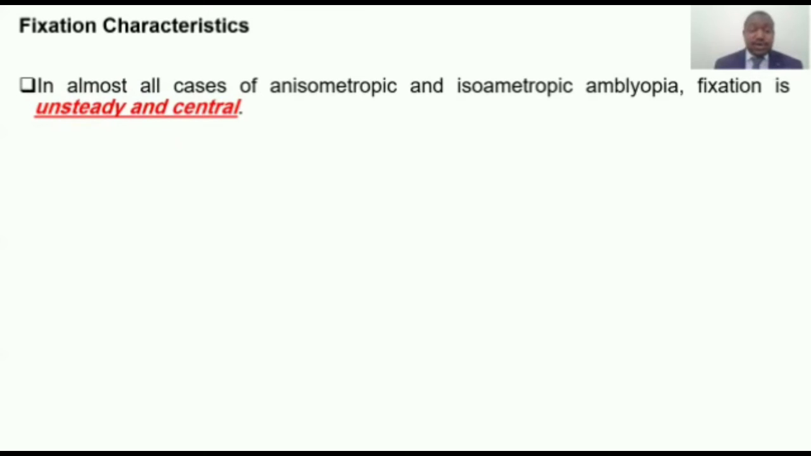In almost all cases of anisometropic and isometropic amblyopia, the fixation is unsteady and central. Most patients with anisometropic or isometropic amblyopia have central fixation or unsteady central fixation. When we use the ophthalmoscope to examine central fixation, you see the visuscope centered on the fovea. But in patients with unsteady eccentric fixation, sometimes the visuscope is inside the fovea, and sometimes there is a slight movement to outside of the fovea, into the parafovea. Those are patients with unsteady eccentric fixation.